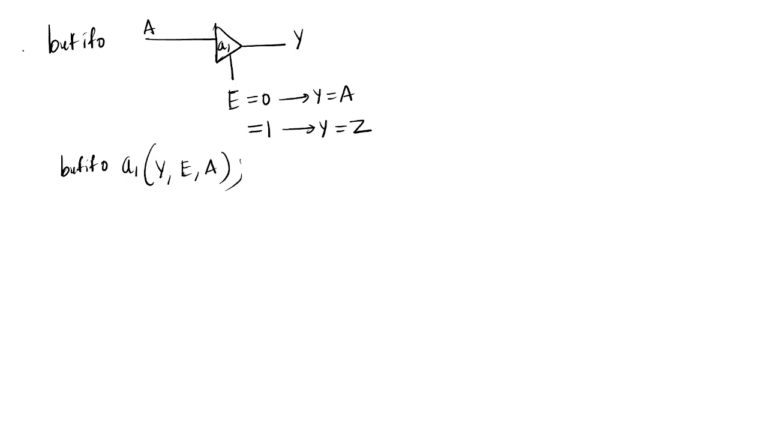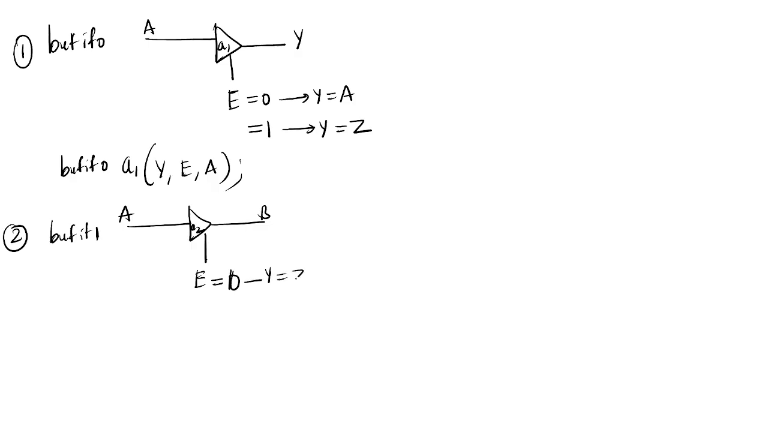Next, buff if 1. Buff if 1 is also a tri-state buffer, with A, B, and this is instance a2, and an enable. Buff if 1 means when enable equal to 0, it will be in the high impedance state. When enable equal to 1, it will act as a buffer. Output Y. So I can write buff if 1 a2 Y comma E comma A.